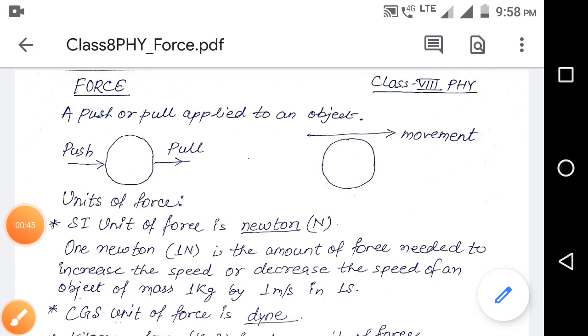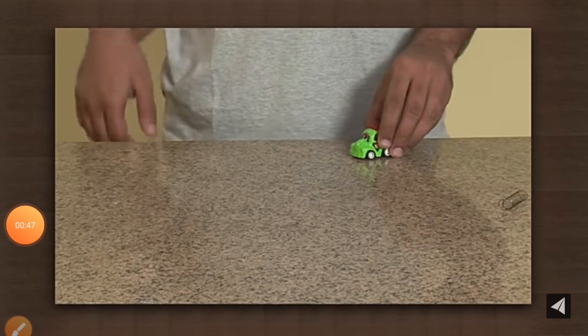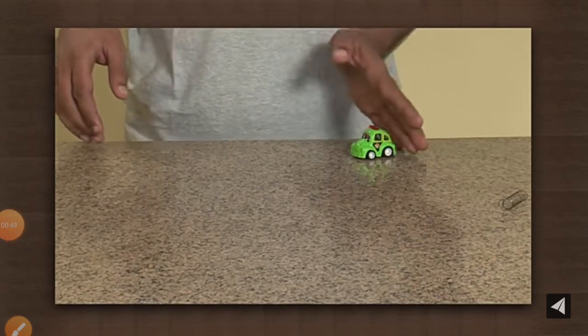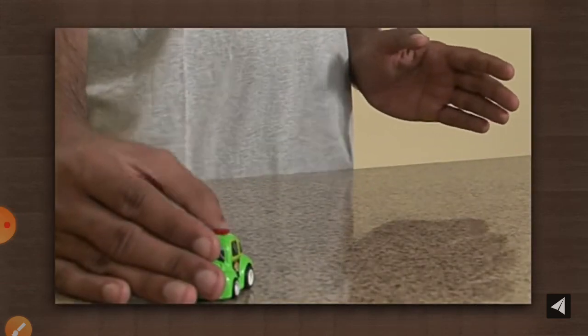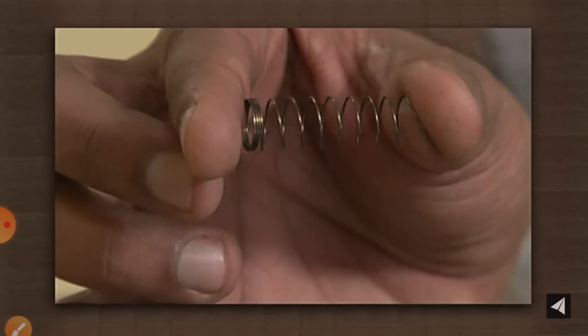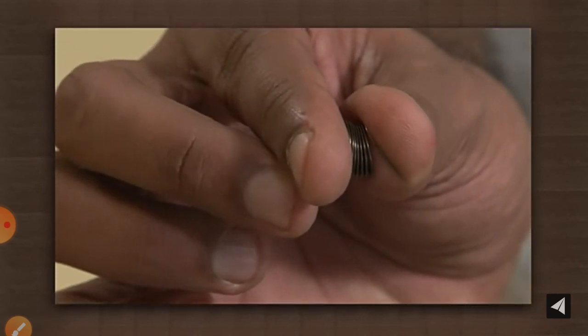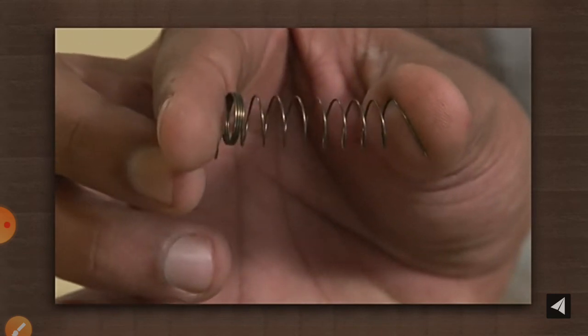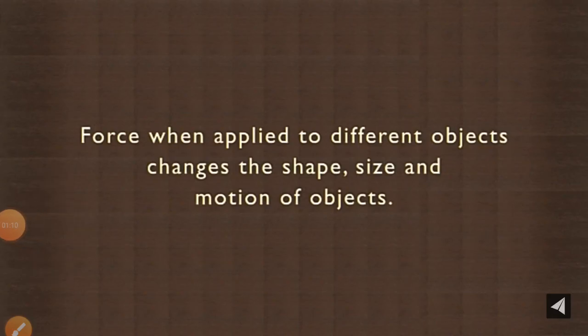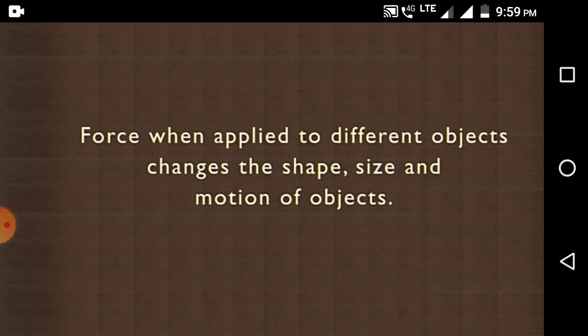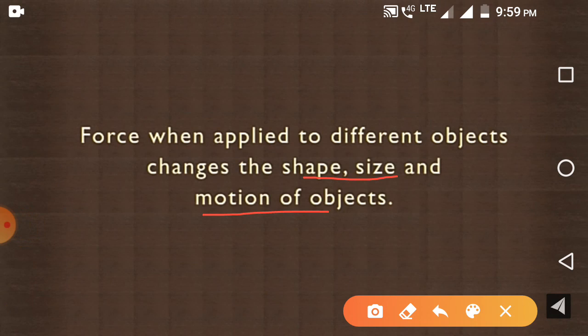So let's see some of the examples. We have a car, and when a push is applied, the car starts to move. Whenever a push is applied, a push can also stop the car. Now see this. We have a spring, and this push applied causes the change of the shape of the spring. So force, when applied to different objects, changes the shape, size and motion of the object. So these are the effects of force. The change in shape, size and motion of the object is called the effects of force.